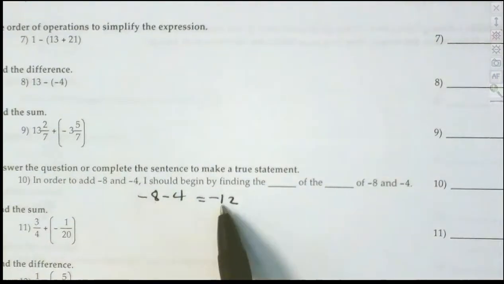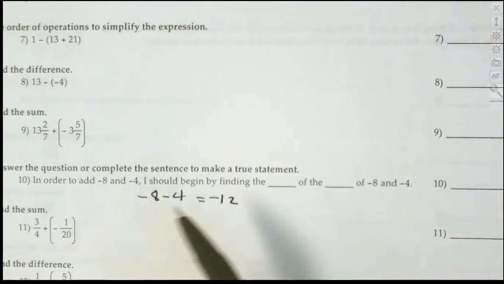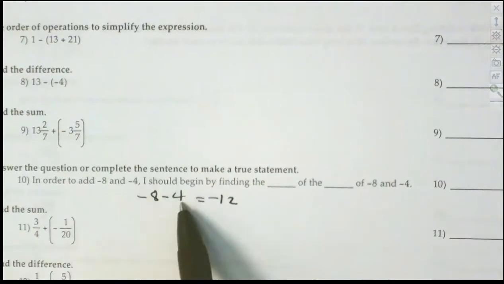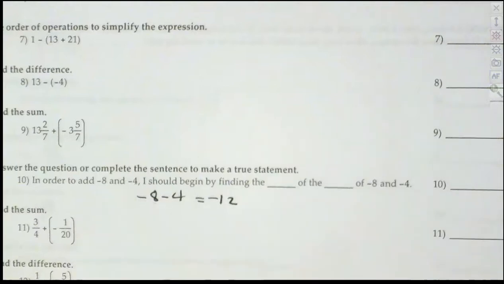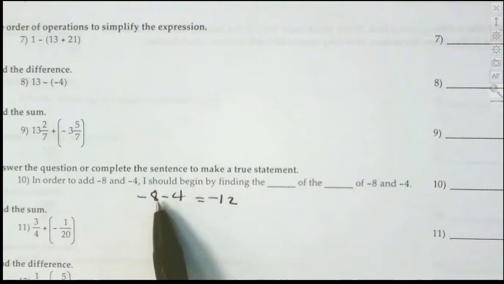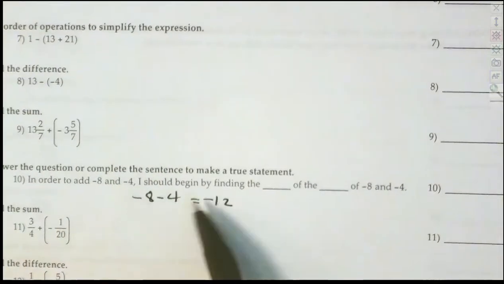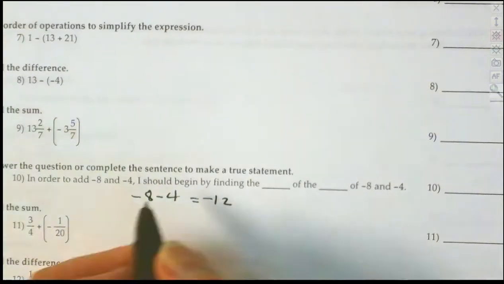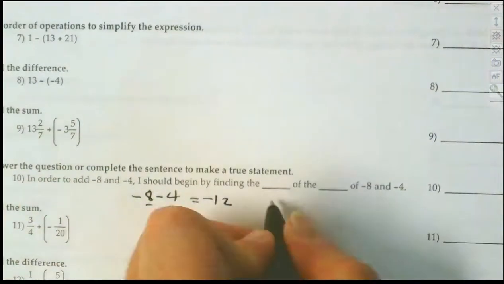Now, what are we doing with the 8 and the 4? 8 plus 4 gives you what? 12, right? And the sign was negative. Why? Because these are both negative. So in order to add these together, what did we do? These were the same sign, so we begin by finding the sum of the absolute value. They use absolute value in the textbook. I don't really talk about it too much, but that's what we're doing, and then our sign would be negative.